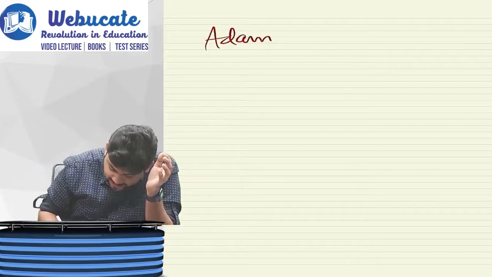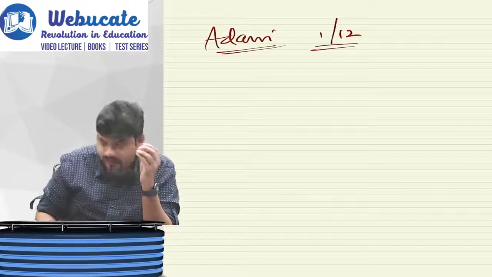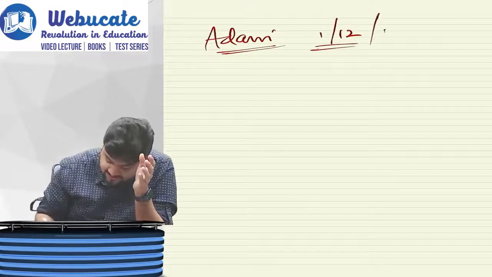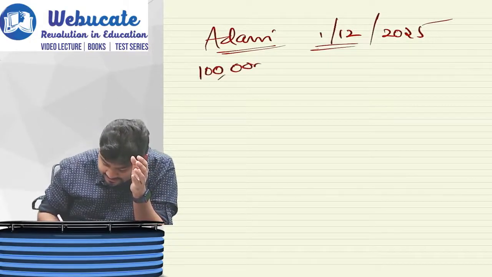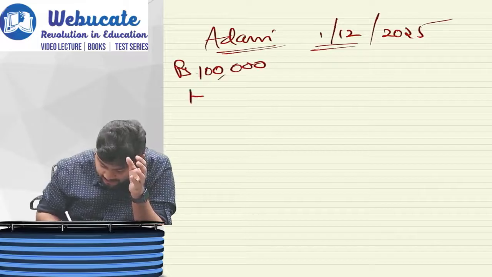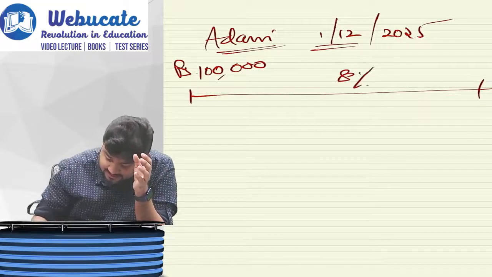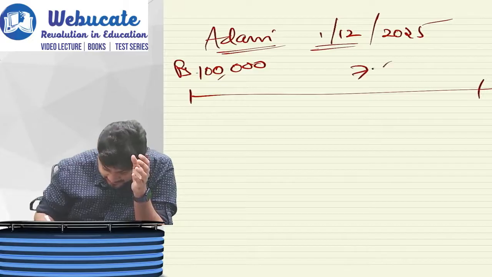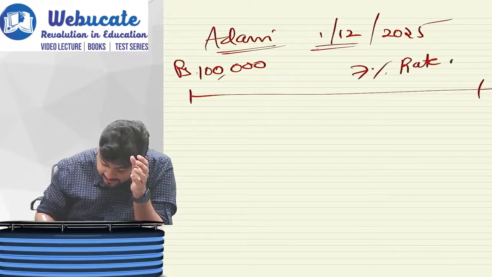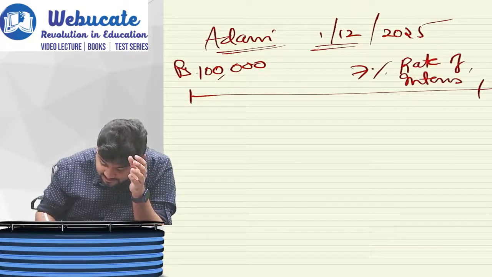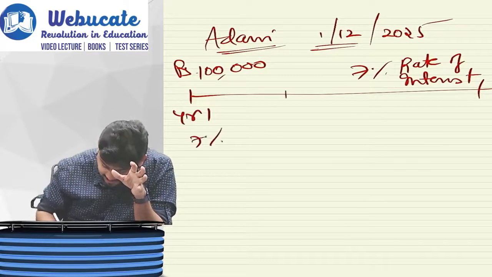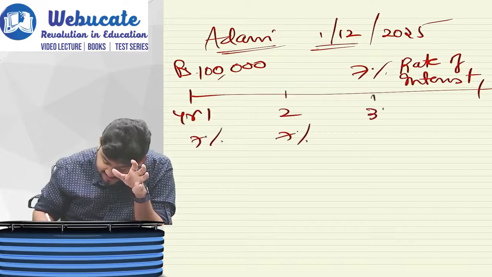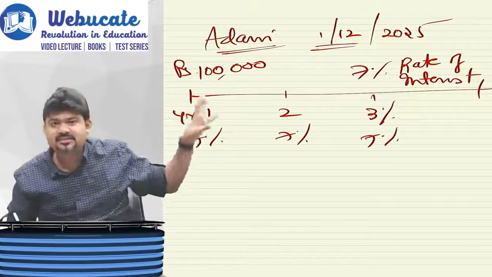Right? Now pay attention. Let's say there is Mr. Adani. On 1st December 2025, Mr. Adani has come up with a bond and says that whoever wants to purchase a 1 lakh bond, we will give them, say, 7% rate of interest. So year 1, 7% rate of interest. Year 2, 7%. Year 3, 7%. This is how it works.